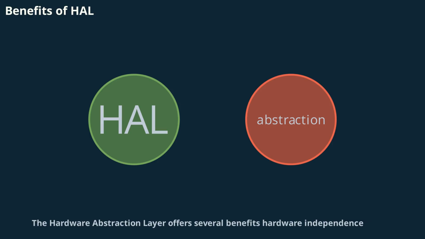Hardware abstraction layer offers several benefits: hardware independence, code reusability, faster development cycles, simplified debugging, and a consistent API across devices. HAL abstracts hardware registers, provides peripheral initialization functions, and manages data transfers and error handling. By using HAL, you can focus on application logic while ensuring your code remains portable and maintainable.